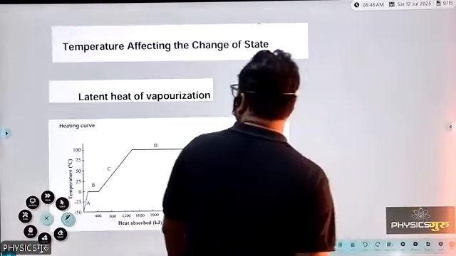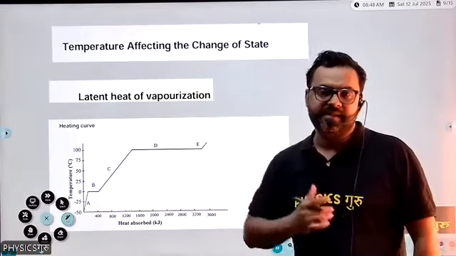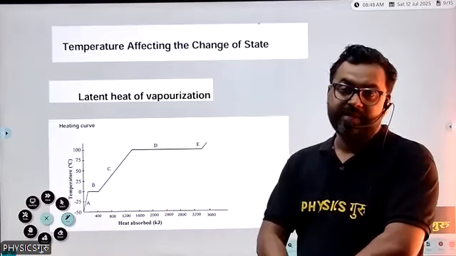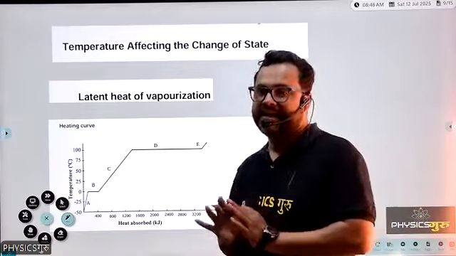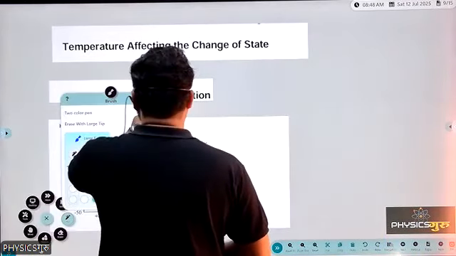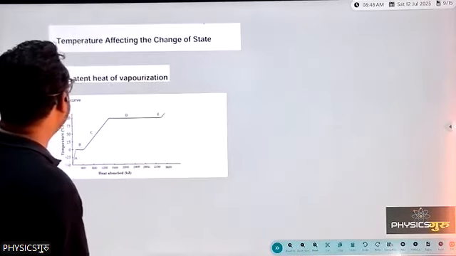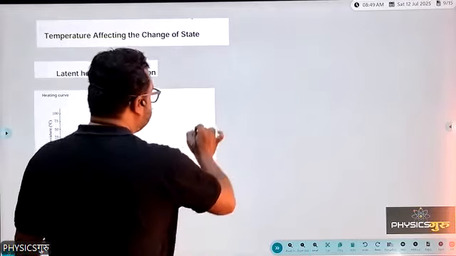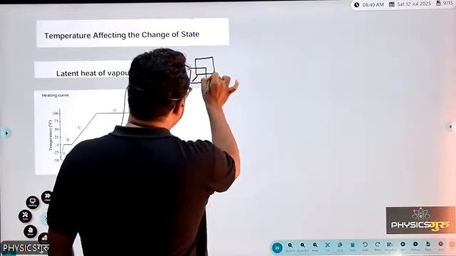Next one. Now, temperature affecting the change of state. In this article, we have two major concepts. First one is called specific heat and the second one is called latent heat. I repeat, specific heat and latent heat. I will demonstrate using an example. Suppose we have an ice. This is basically an ice cube.